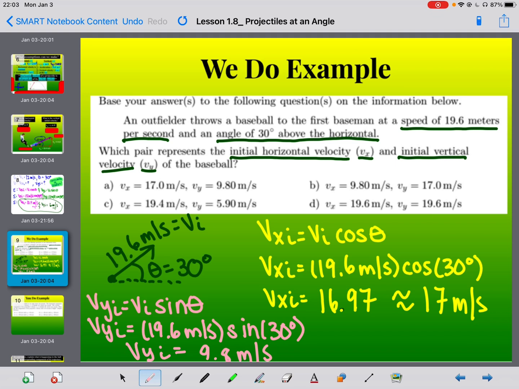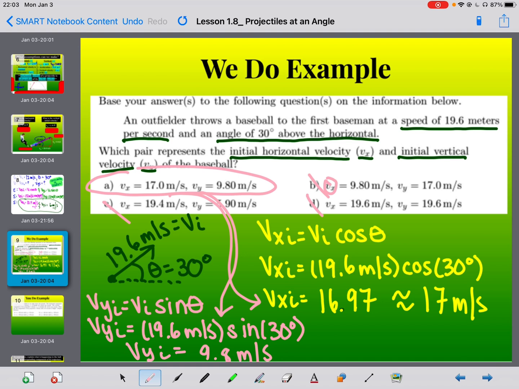So Vx is about 17. Any answer where we see that it's not 17 already, for Vx, is wrong. This is wrong, this is wrong. The only answer that makes sense is A, because our Vy value is 9.8, and then 17 we got right here.